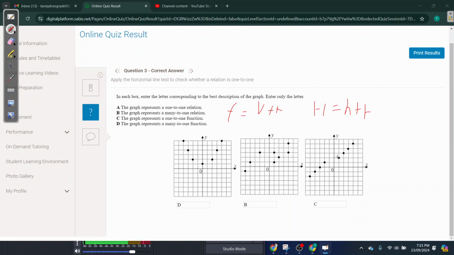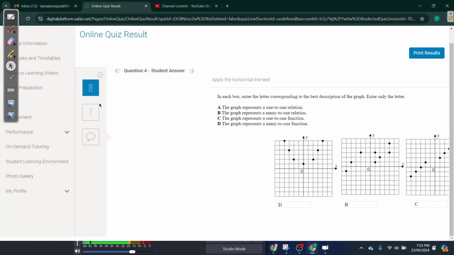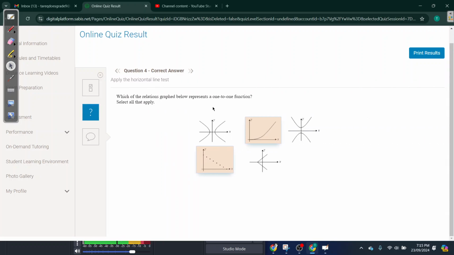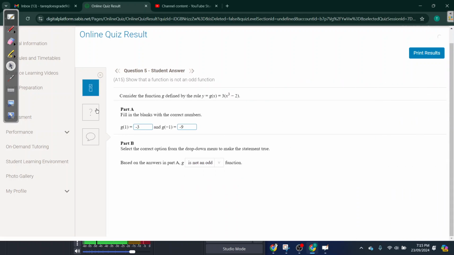And C is a function because of the vertical line test. And if you do the horizontal line test, you're going to see that it only passes one point. So this is a one-to-one function. Okay. Question 4. One-to-one. I just explained that, so I'm not going to do it. I can just do the horizontal line test.